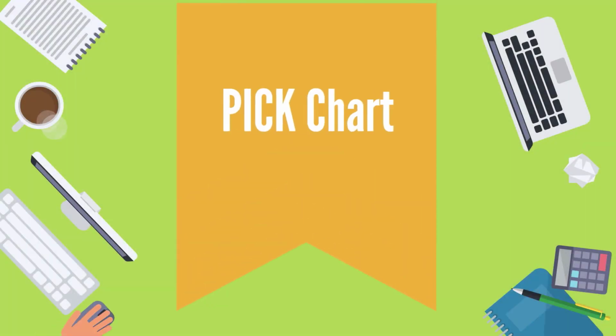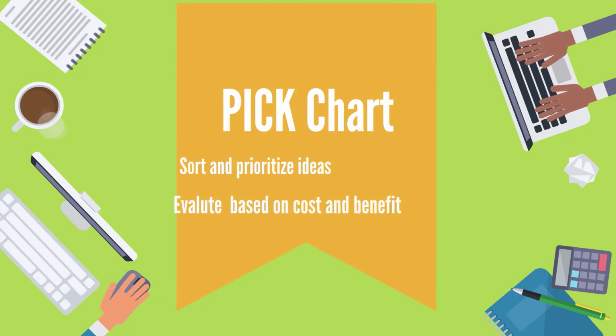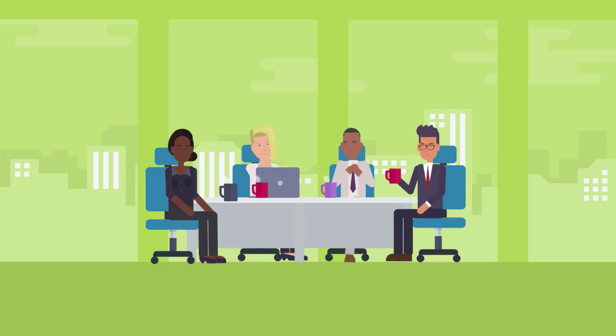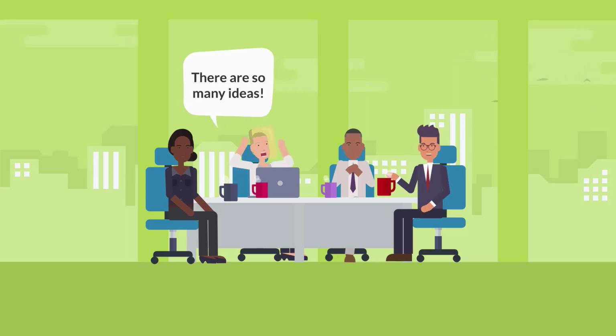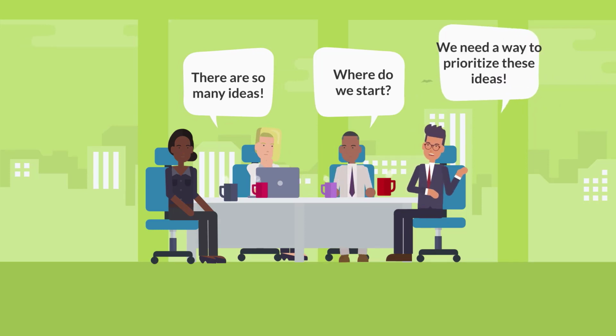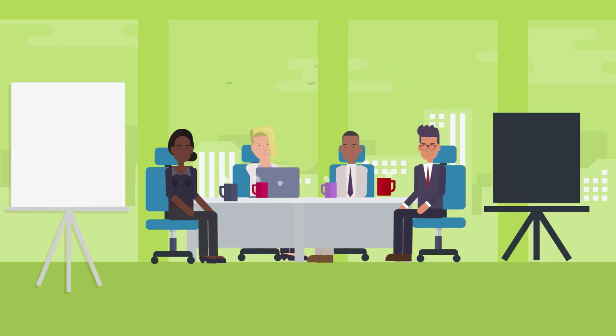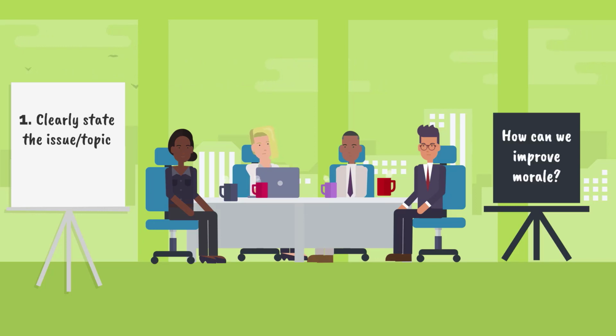The pick chart is a tool to sort and prioritize ideas. The ideas are evaluated based on cost and benefit. This tool is helpful when there are a lot of ideas, confusion on where to begin, and a need for prioritization. To begin, clearly state the topic or issue that will be discussed. In our scenario, the team is talking about ways to improve morale.